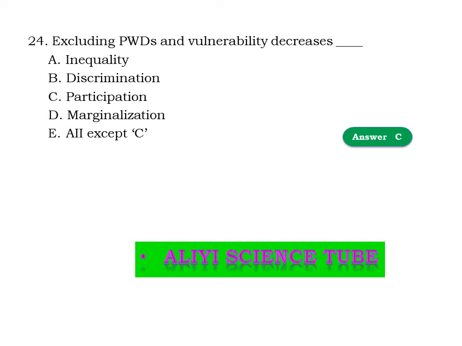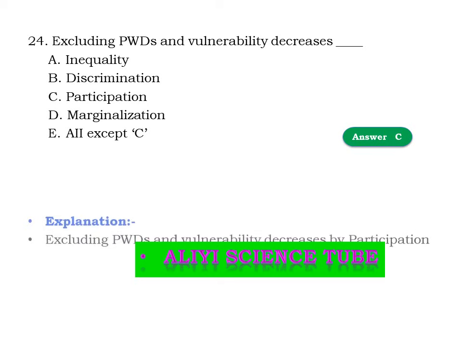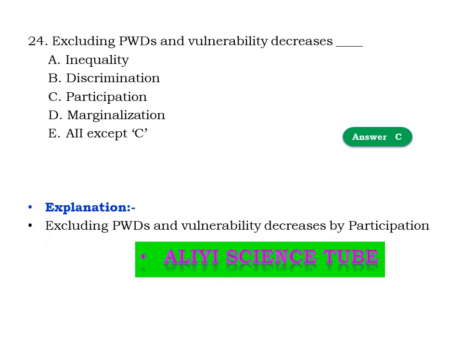So let's see, we can say participation. Excluding a person with disability and vulnerability decrease by what? Participation. So the answer is perfectly C.